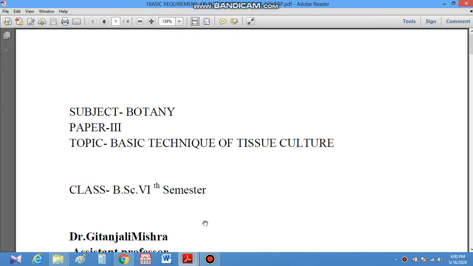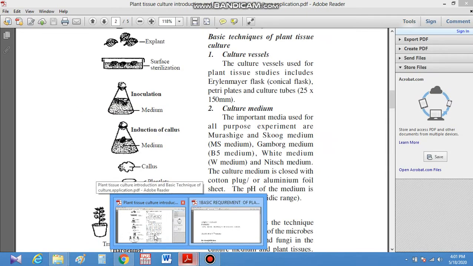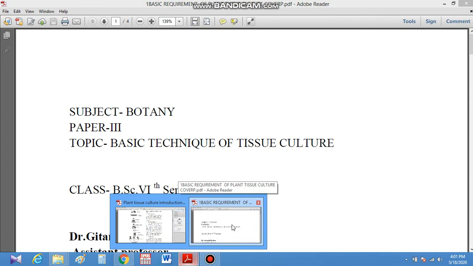Students, today we will discuss the basic technique of tissue culture: how the tissue culture technique is operated in the laboratory to develop a whole plant, and what the basic steps of it are. This is study material for class 6th semester.